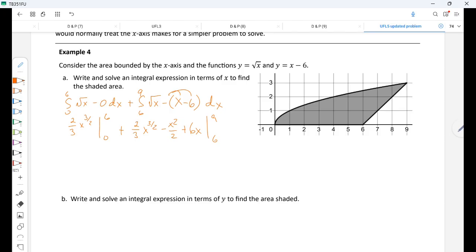When you write it here, you'll be plugging it in as an upper limit. You'll have 2/3 6 to the 3/2 power. When you write it here, you'll be plugging it in as a lower limit, which means you'll have minus, because it's a lower limit, 2/3 6 to the 3/2 power. And whatever number that is, it's going to be the same here and here and cancel out.